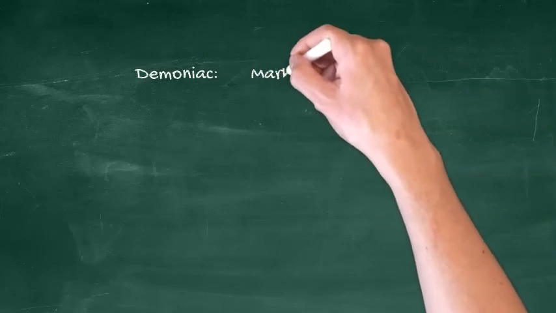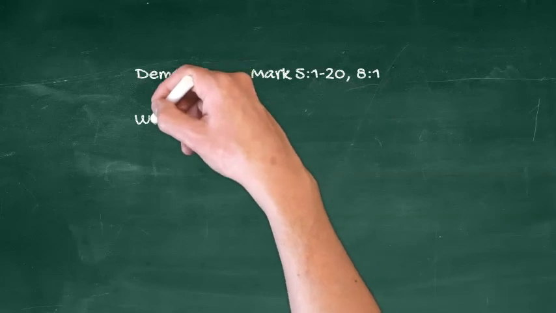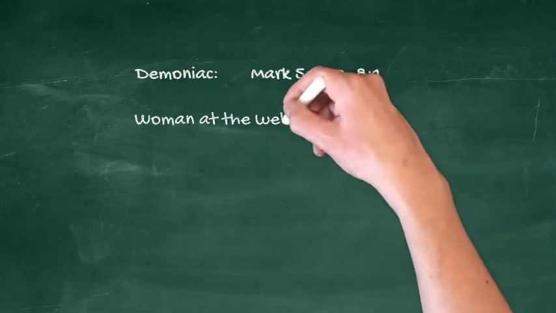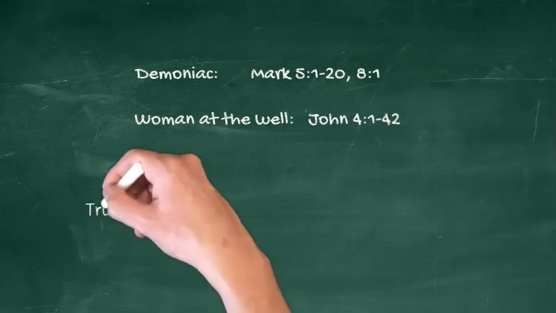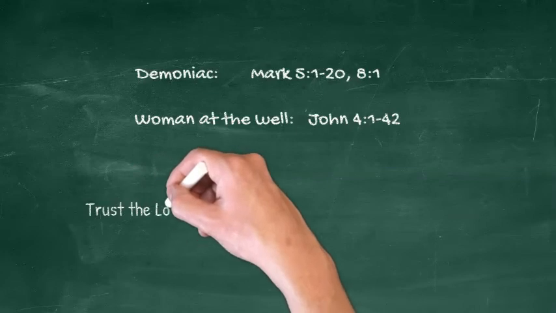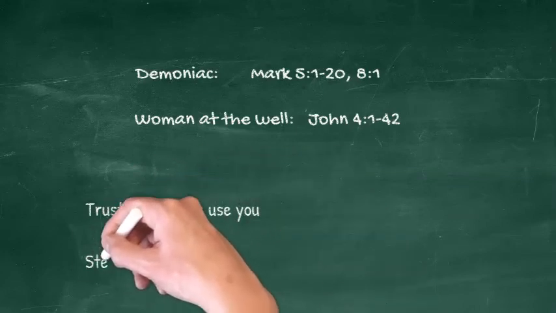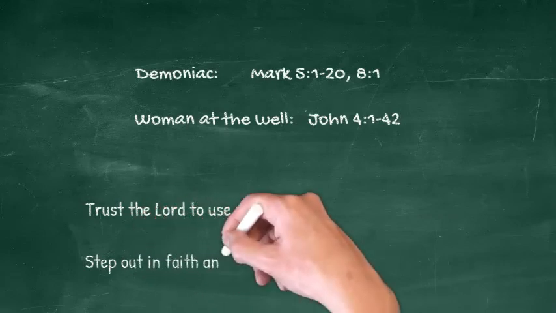Read Mark chapter 5, the way the Lord used the demoniac. Soon after he became a believer, he said, go and tell your family what the Lord's done, your family and friends, your Oikos, and the whole of that 10-city area heard the good news of Jesus Christ. Or read John chapter 4, the Samaritan woman, and the Lord used her to share with her whole Samaritan village.